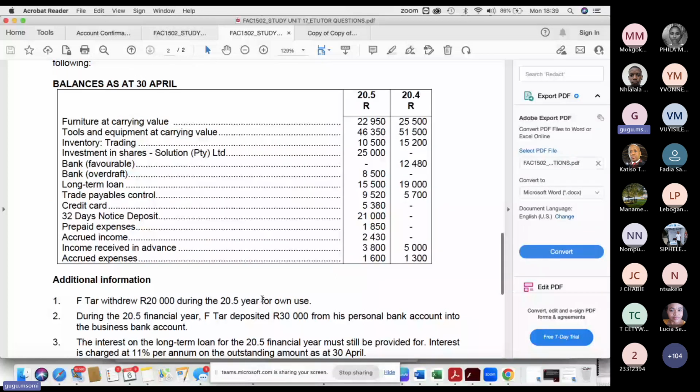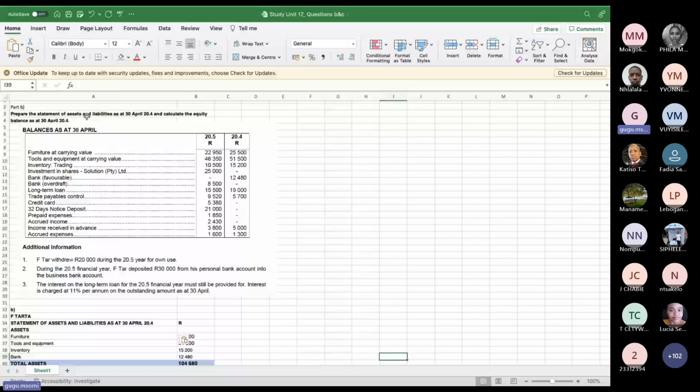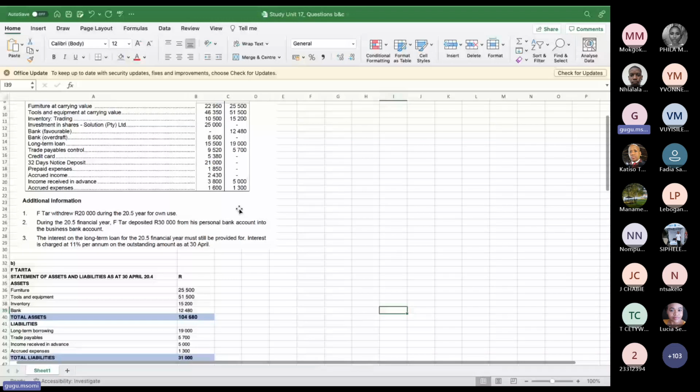Okay, we'll open Excel for this. Hopefully you can see the Excel. So this is the question. Question B: prepare the statement of assets and liabilities as at 30 April and calculate the equity balance. They've given you the information for 2004, and there's nothing in the additional information that relates to 2004. So all you have to do, which you basically would have done when you started the question, is list what are assets and liabilities. And we've just done that, so we know our furniture.